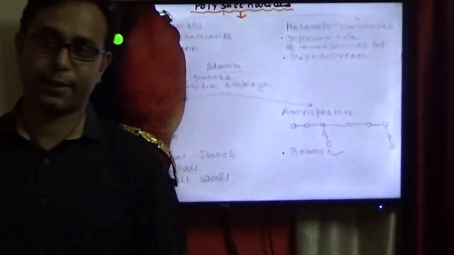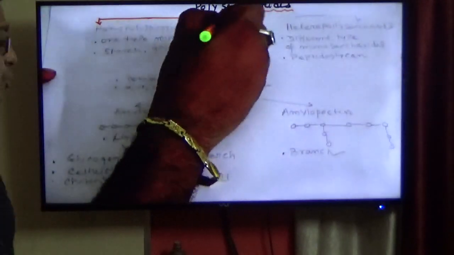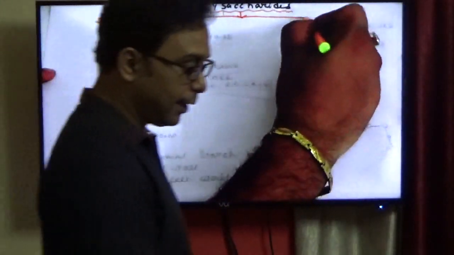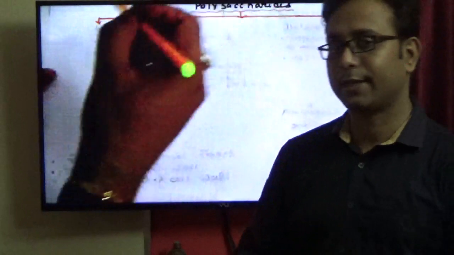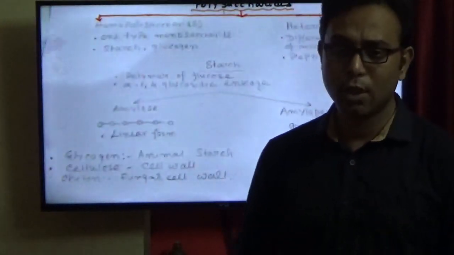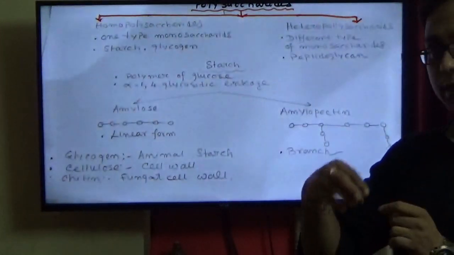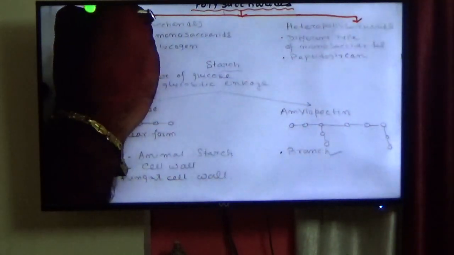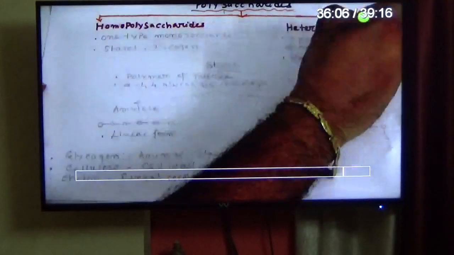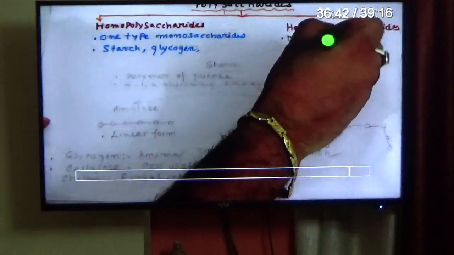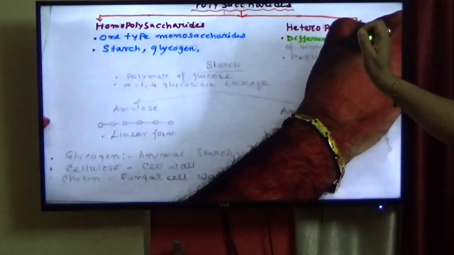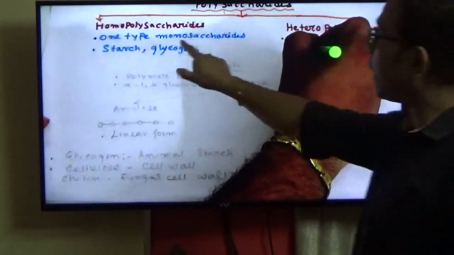Polysaccharides means many monosaccharide units are joined together. That time it is called the polysaccharides. And polysaccharides are classified into two groups: the homopolysaccharide and the heteropolysaccharide. Homo means same, hetero means different. When the monosaccharides are joined together and it is the same type of monosaccharide, that time it is called homopolysaccharides. Same or one type of monosaccharide.